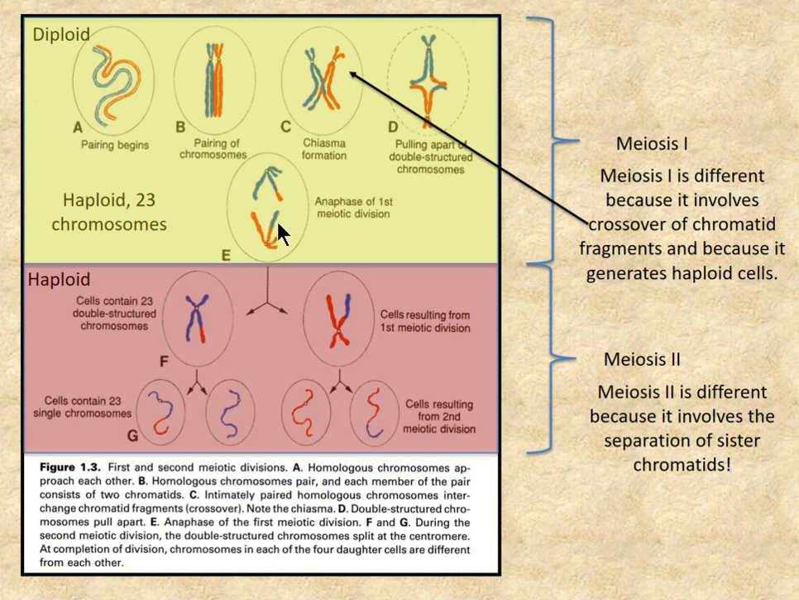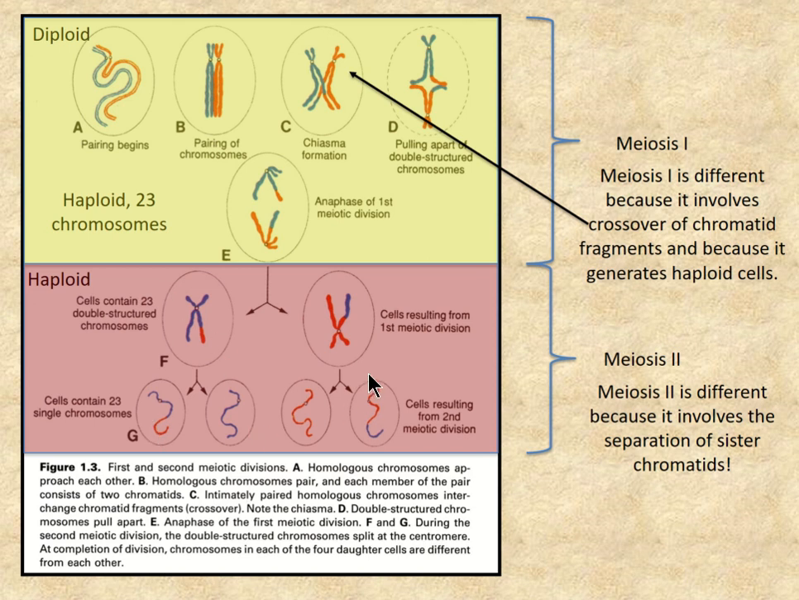So, when this cell pulls apart chromosomes, although they duplicated, they didn't separate, so half of the chromosomes are going to go into one cell, and the other half of the chromosomes are going to go into another cell. And so these cells, as the result of meiosis 1, are haploid. So meiosis 1 has crossover, and it produces haploid cells. Meiosis 2 is only unique because the sister chromatids that were still attached separate from each other, and then they go into the daughter cells.